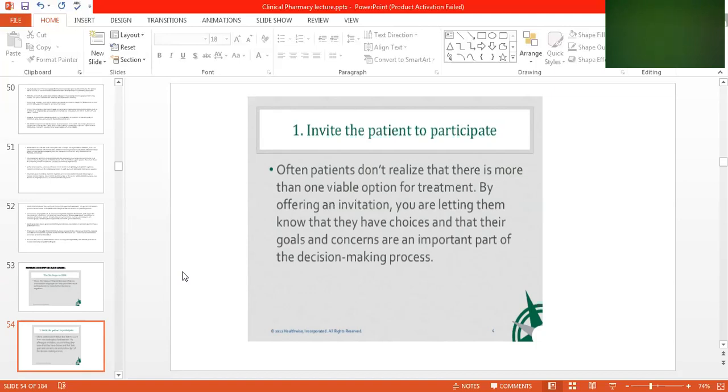So that's why they say the first rule is to invite the patient to participate. If the patient himself takes interest in his treatment, he should be there while the doctor is taking the decision.